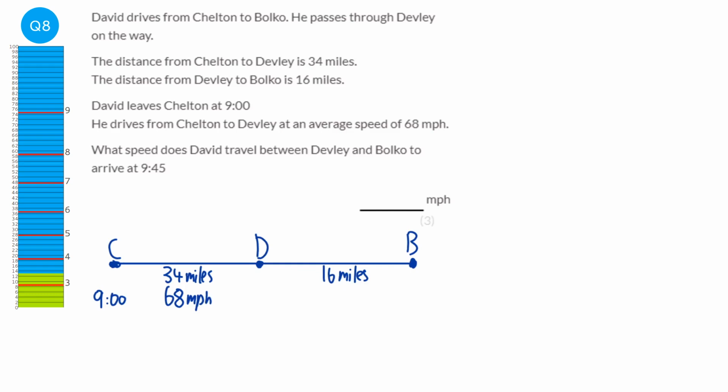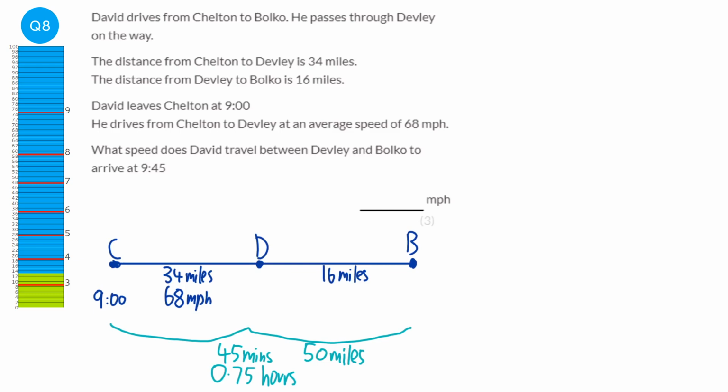So the whole duration of this, the whole thing needs to be 45 minutes or 0.75 hours. And the entire distance is 34 plus 16, so that would be 50 miles. Okay. Now, having a look at this, we need to find out what time David was at Devley.